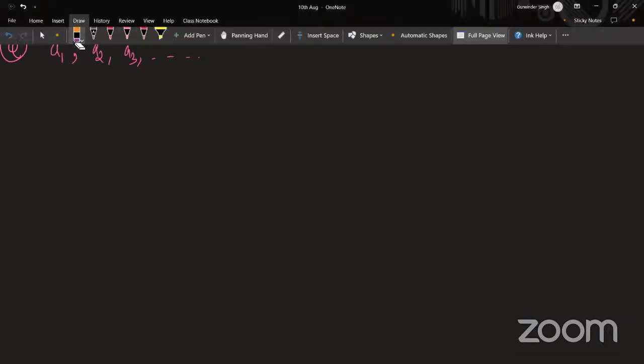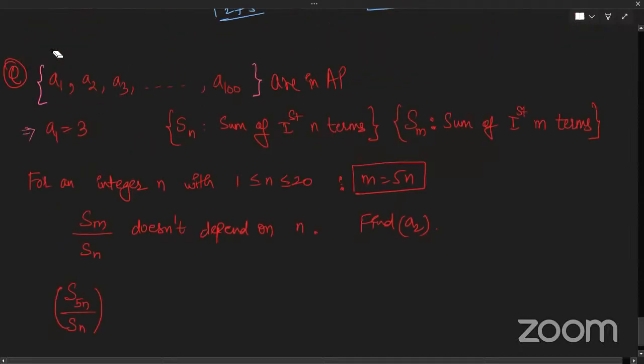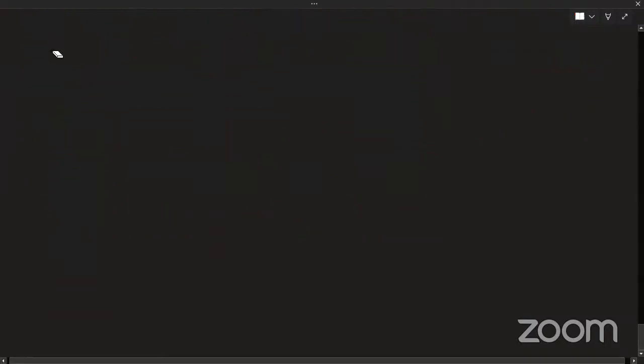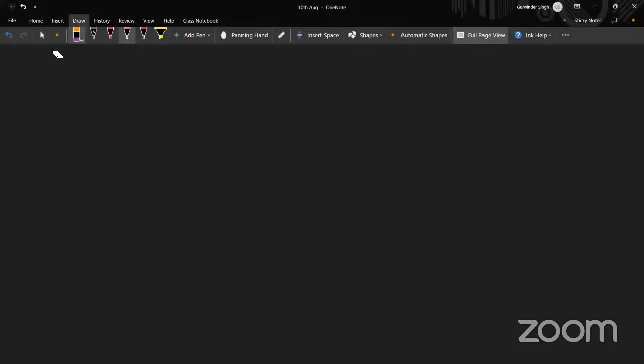So what is this question telling me? It is telling me A1, A2, A3, like that. Okay, I will not give this question because it requires some other concept also. So everyone has understood this question, right? Just a minute, I will give you one more, similar to this one, but not the same.